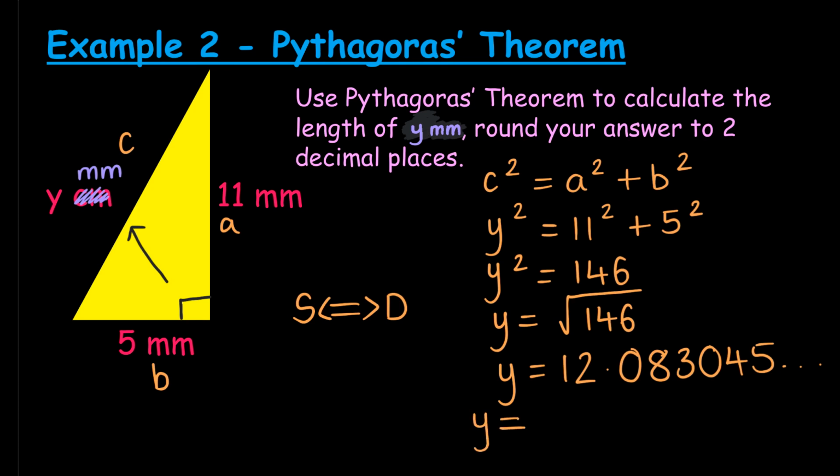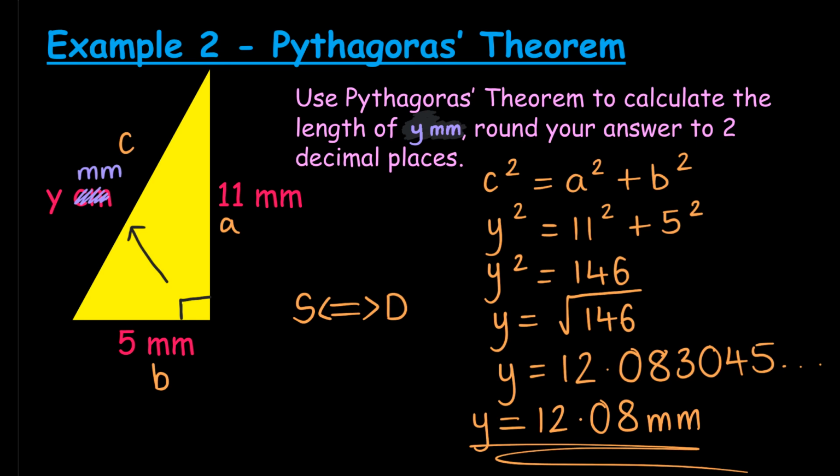And then round this. So for rounding to 2 decimal places, we go 1 number after the point, 2 numbers after the point. And based on the third number, we're going to stay at 12.08 instead of rounding up to 12.09. So 12.08, our units are millimetres, and that is your final answer.